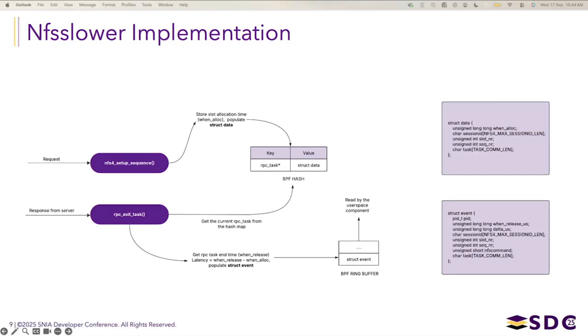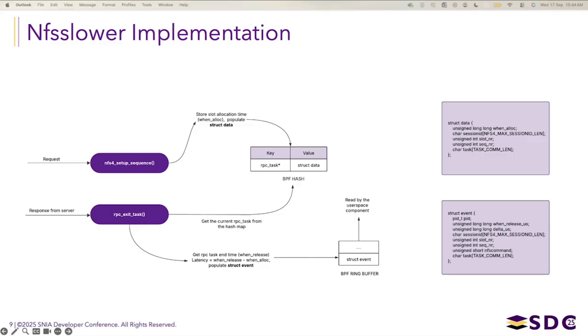For NFS slower, right now this can only trace NFS 4.1 commands, at least that's what I have tested. So it stores the slot allocation time whenever we hit NFS 4 setup sequence code path. And we use the pointer to the RPC task structure as the key, and we store the allocation time and some other data that is given by this particular structure.